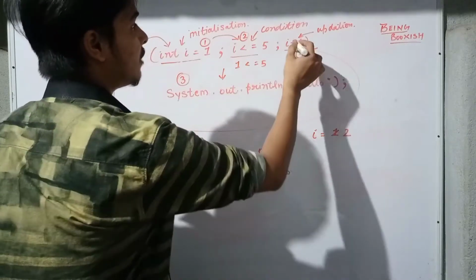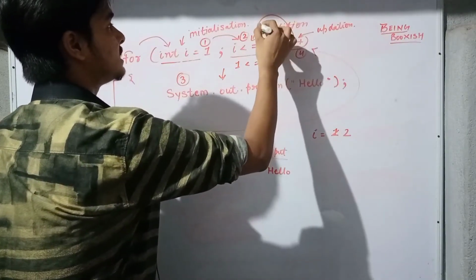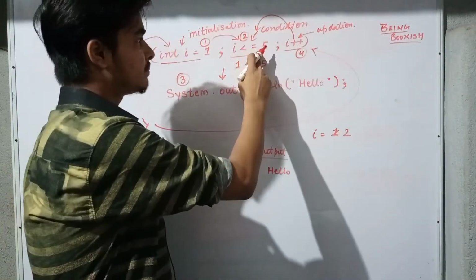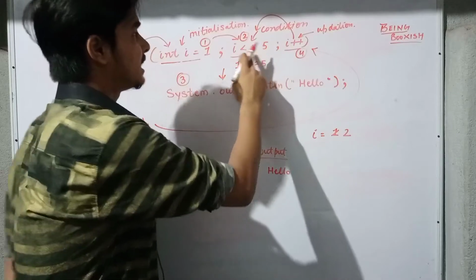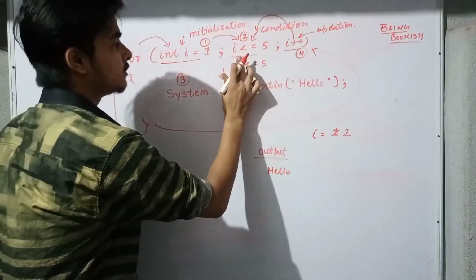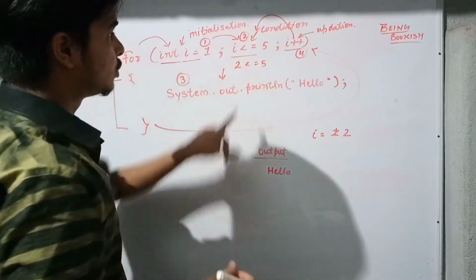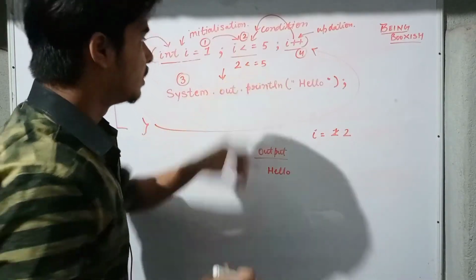Now where will it go? After the updation part, it will go to the condition part. Now what is the condition? I less than equals to 5. What is I? I's value is 2 in this case. So 2 less than equals to 5. True. Now where will it go?